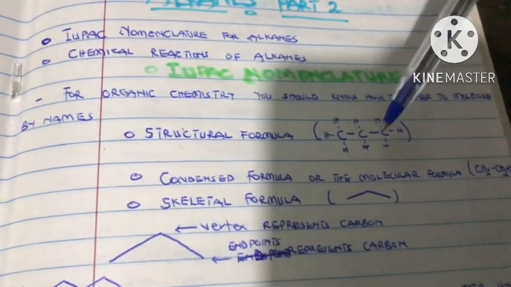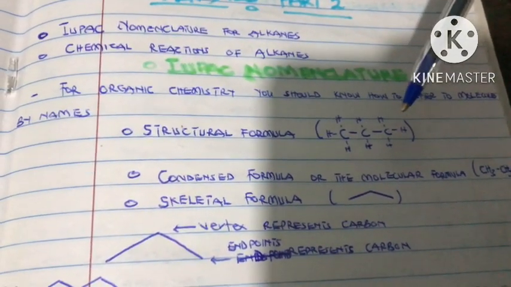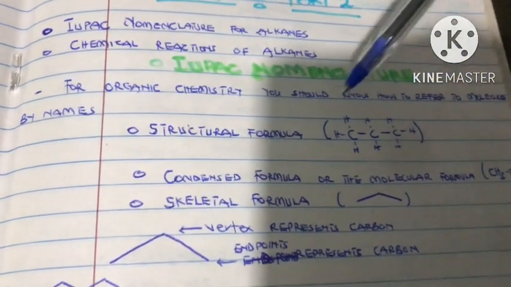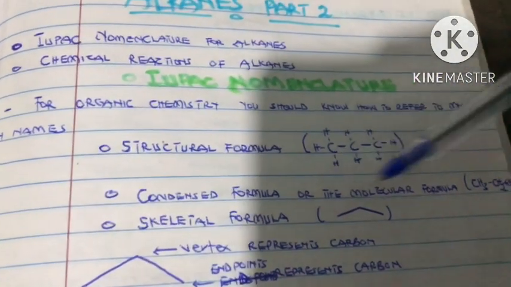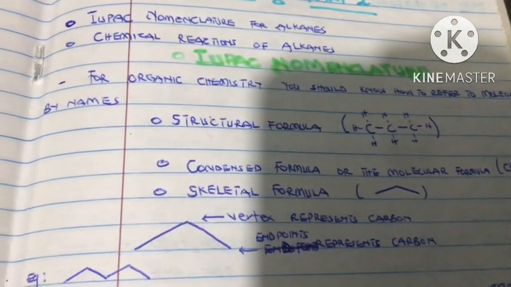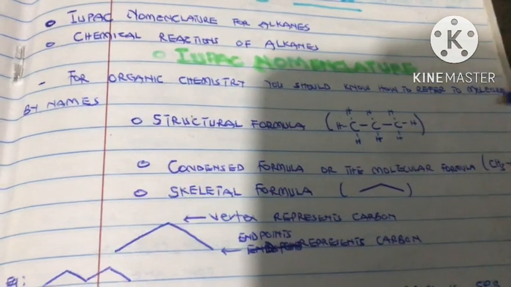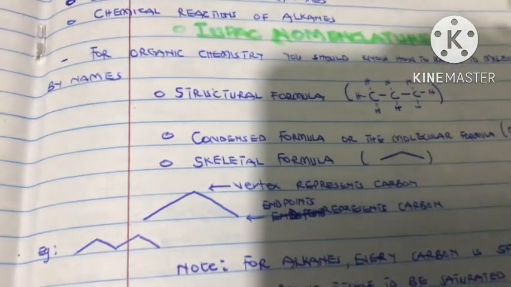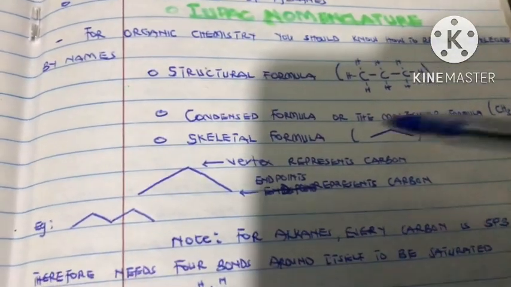You understand? In our previous video, I talked about 3 ways you can represent organic molecules. We have the structural formula, the condensed formula, and also the skeletal formula. In order to make things easier for us, we are going to use the condensed formula and the skeletal formula to actually learn the IUPAC nomenclature. Let's look at something about the skeletal formula.